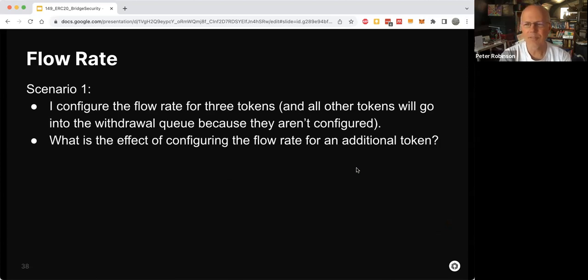So I've got some attack scenarios, so have a read of it and let's have a think about the attack scenario. I configure the flow rate for 3 tokens, so what's the effect of configuring the flow rate for an additional token? Sandra, what do you think?